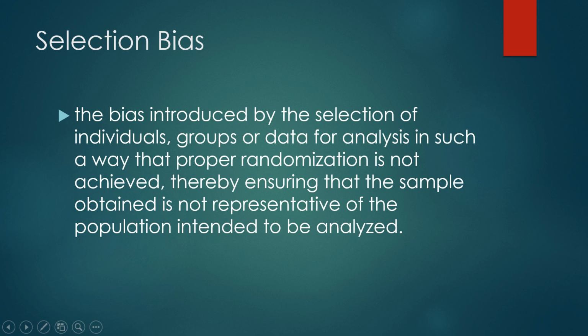Let's talk about selection bias for a minute. Selection bias is the bias introduced by the selection of individuals, groups, or data for analysis in such a way that proper randomization is not achieved, thereby ensuring that the sample obtained is not representative of the population intended to be analyzed. And this is one thing that you can see in the current polls.